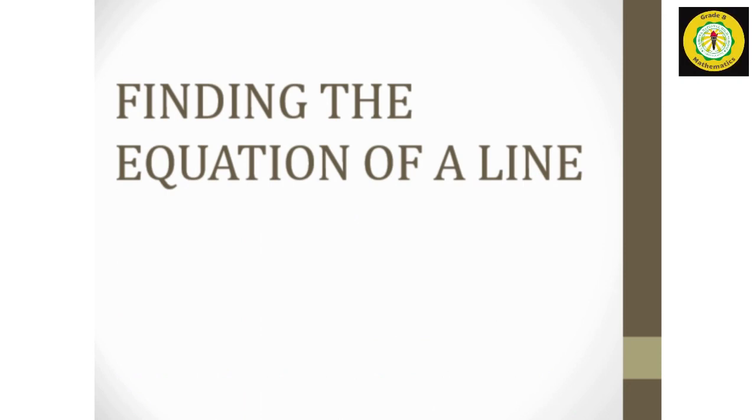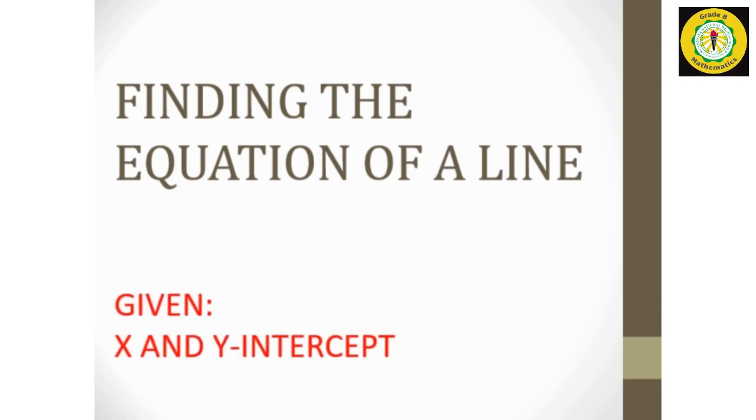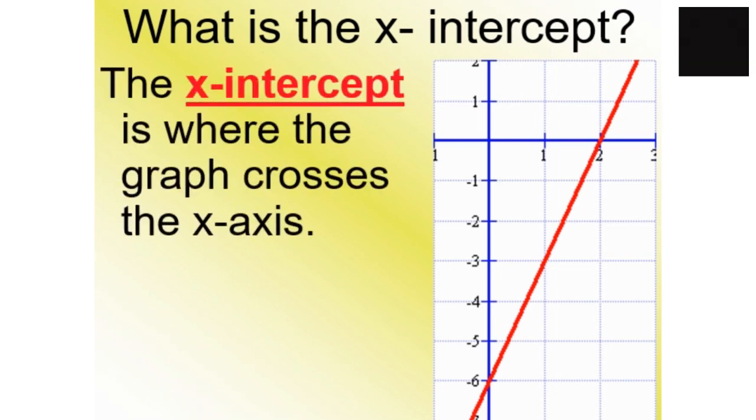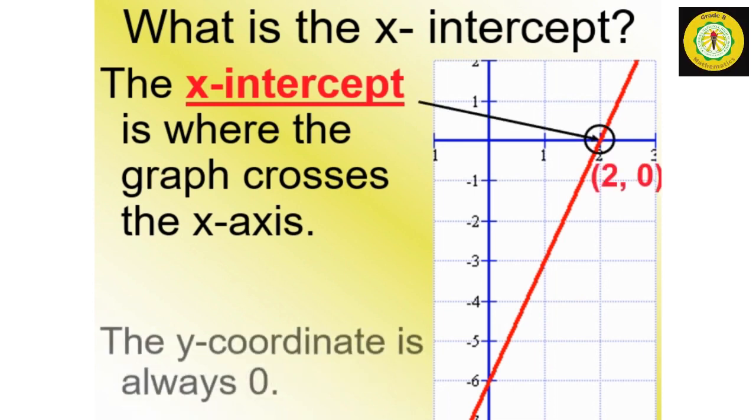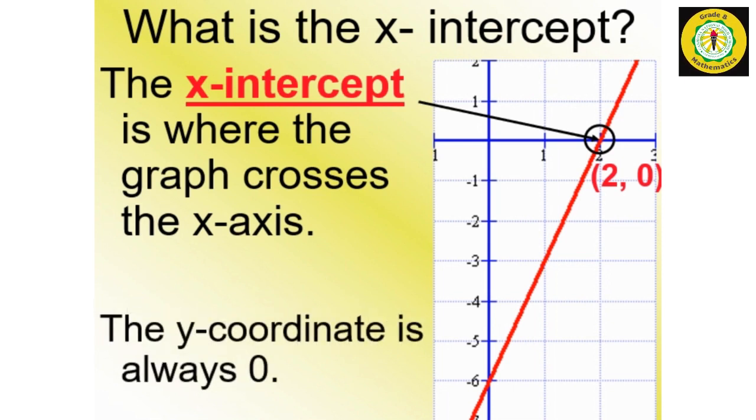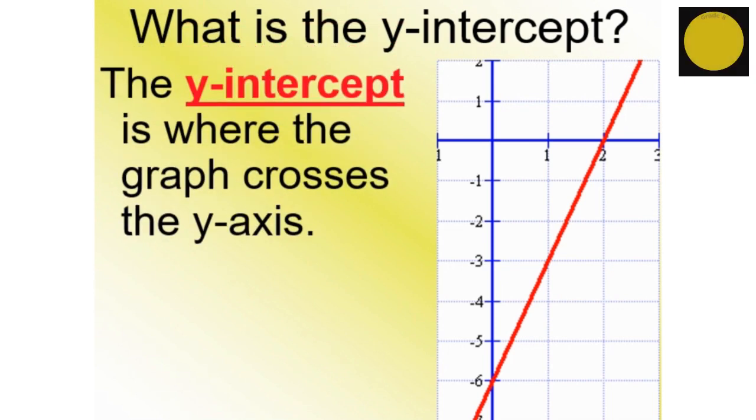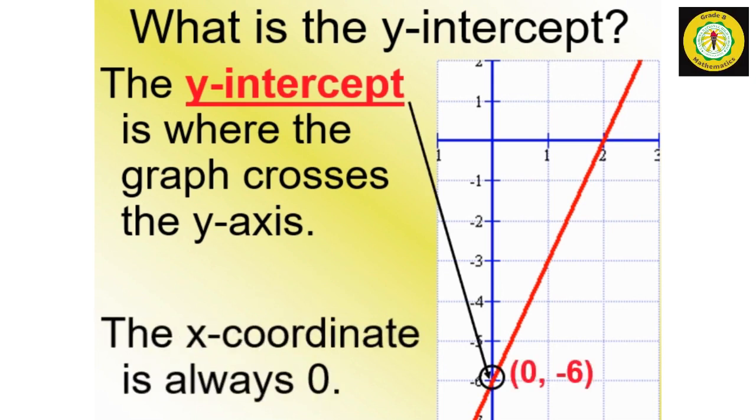Now, let's proceed to finding the equation of a line given x and y-intercept. But before that, what is x-intercept? The x-intercept is where the graph crosses the x-axis. So, here's the example. I have here point 2 and 0. Always remember the y-coordinate is always 0. How about y-intercept? The y-intercept is where the graph crosses the y-axis. So, here's the example. I have here point 0 and negative 6. Always remember the x-coordinate is always 0.